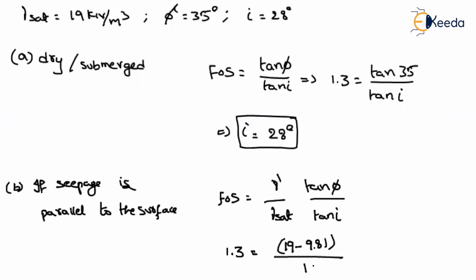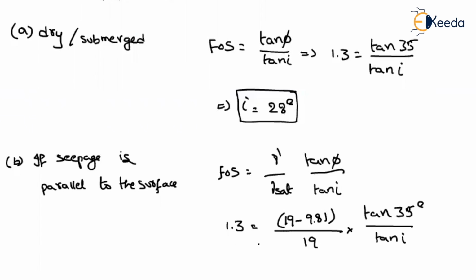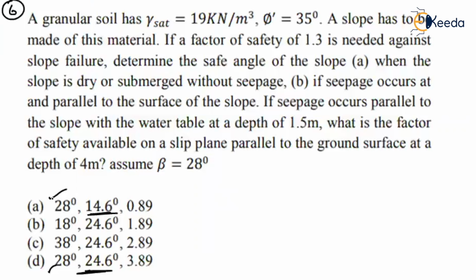What is the gamma saturation? 19 into tan phi. Phi is given as 35 degrees. Then what about the tan i? From this find out the i value. So your i value will be 14.6 degrees. So with these two, in the exam you can choose the two options, 28 degrees, 14.6. So what is the correct option? Without doing the third one also, we can directly pick option A as the correct one.